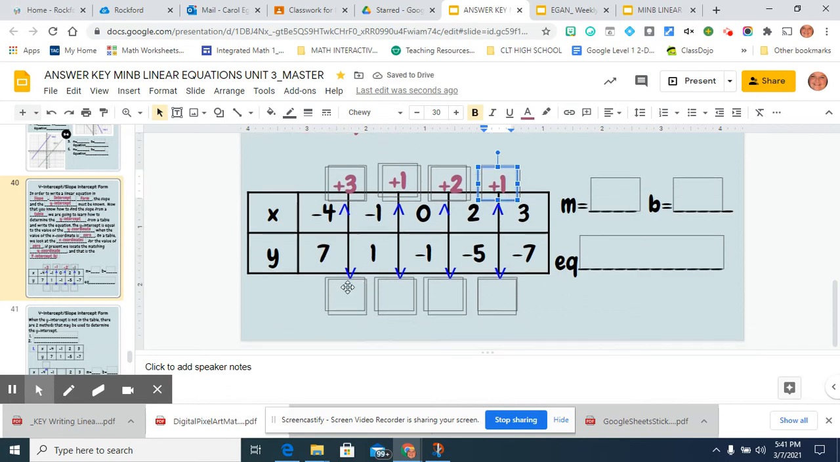From 7 to 1, I decrease by 6. From 1 to -1, I decrease by 2. From -1 to -5, I decrease by 4. And from -5 to 7, I decrease by 2. So if I compared, -6 over 3 is going to be -2. -2 over 1 we know is -2. We know this is also -2. And -4 divided by 2 is also -2. So I have a slope of -2.